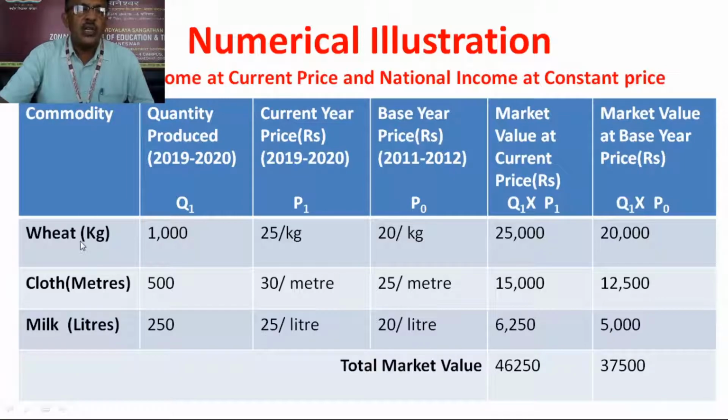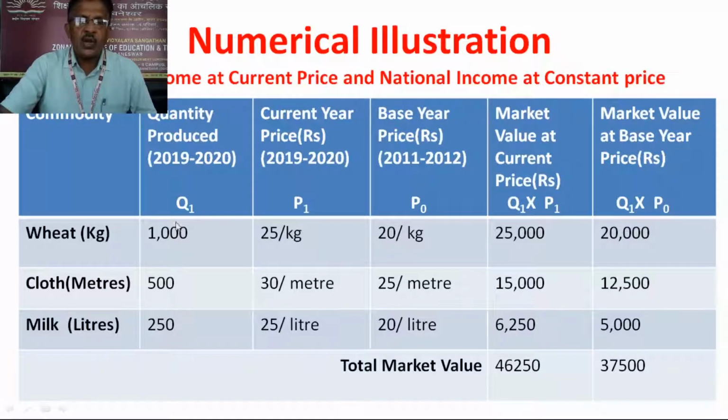So here, for wheat, the total quantity produced is 1000 kilograms and the current year price is 25, so the market value at the current year price is 25,000. Likewise, market value at the base year price is 20,000 because the base year price is 20 and the current year quantity is 1000. For cloth, another product, 500 meters have been produced. Current year price is rupees 30 per meter and base year price is rupees 25 per meter. The value at the current year price is 15,000 and the value at the base year price is 12,500. For milk, the quantity produced is 250 liters, the current year price is 25 per liter and the base year price is 20 per liter. The market value is 6,250 at the current year price and 5,000 at the base year price.